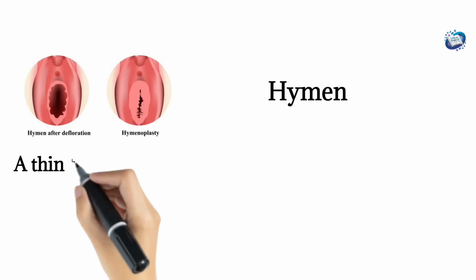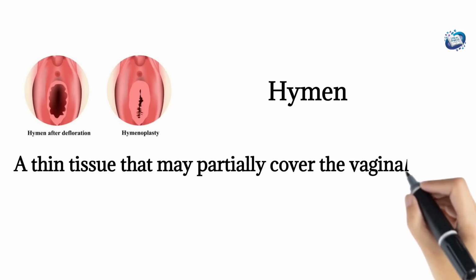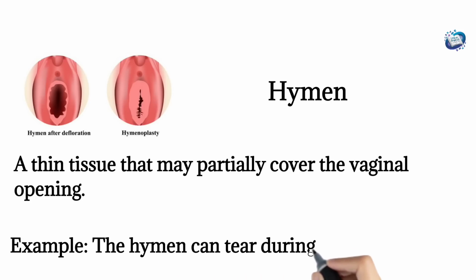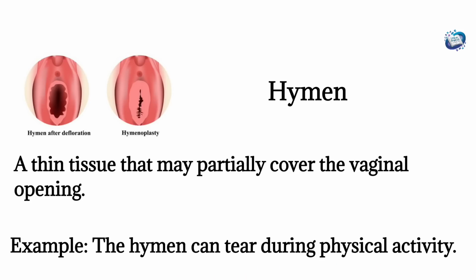Hymen. A thin tissue that may partially cover the vaginal opening. Example: the hymen can tear during physical activity.